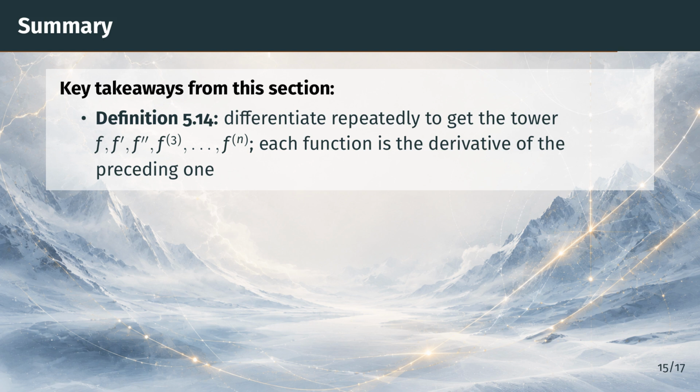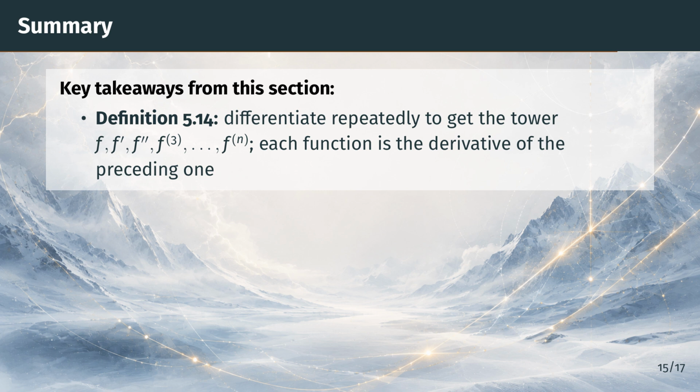Let's review. This section made one definition, definition 5.14. The derivative of a function is itself a function, so we may differentiate repeatedly, obtaining the tower f prime, f double prime, the third derivative, and so on, up to the derivative of order n. Each function in the tower is by definition the derivative of the one before it, and from order 3 onward, we write the order as a parenthesized superscript rather than piling up primes.